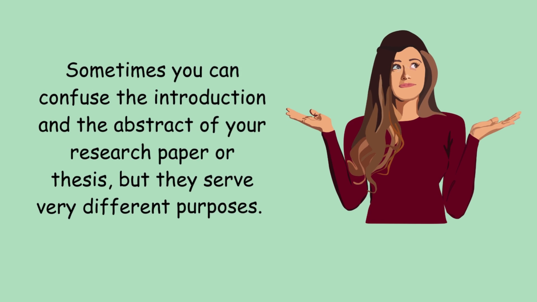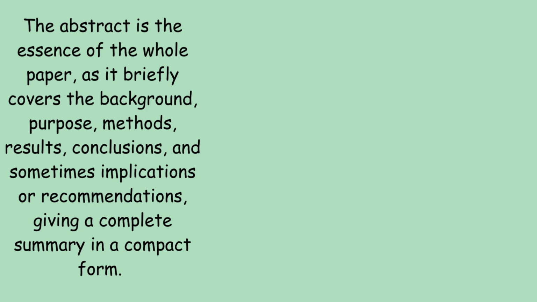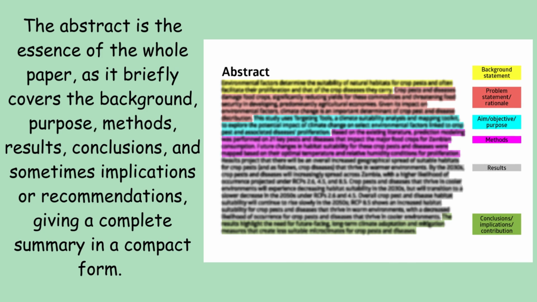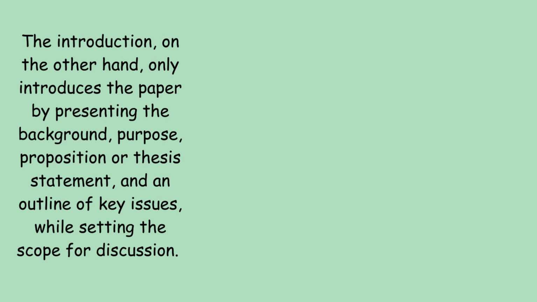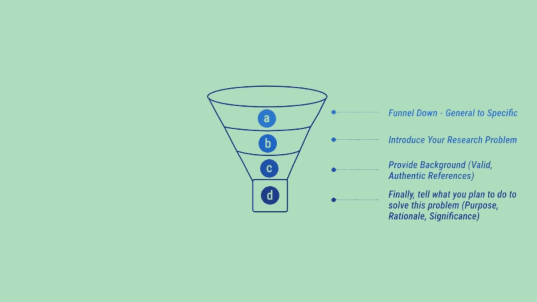Sometimes you can confuse the introduction and the abstract of your research paper or thesis, but they serve very different purposes. The abstract is the essence of the whole paper, as it briefly covers the background, purpose, methods, results, conclusions, and sometimes implications or recommendations, giving a complete summary in a compact form. The introduction, on the other hand, only introduces the paper by presenting the background, purpose, proposition or thesis statement, and an outline of key issues, while setting the scope for discussion.